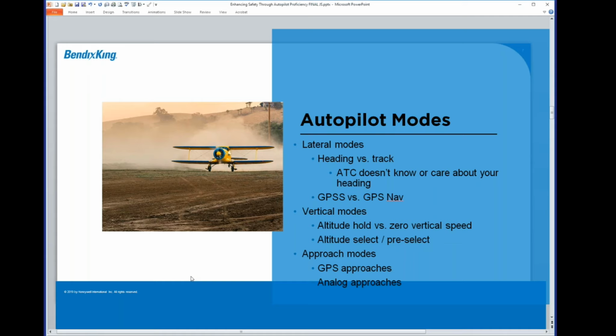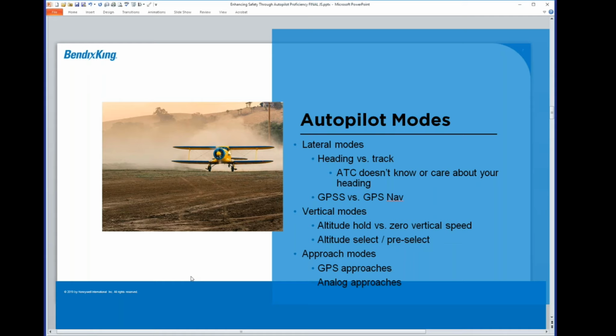Altitude hold and select and pre-select, that is all part of digital autopilots and having precision around that. And again, I'm not saying that older analog autopilots do not have altitude hold. You obviously have the button for it. They do it, but they tend to not be quite as accurate as the newer ones are when they're dealing with it digitally.